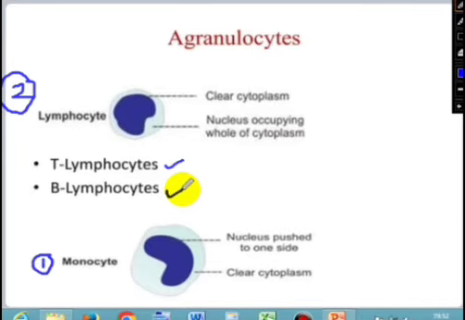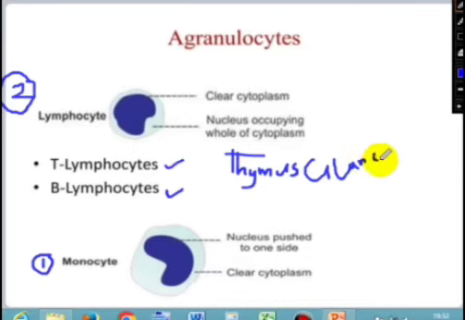The T lymphocytes were first discovered in the thymus gland. Alright? Hence the name T lymphocytes. So that is where they derive their names from. Thymus gland.